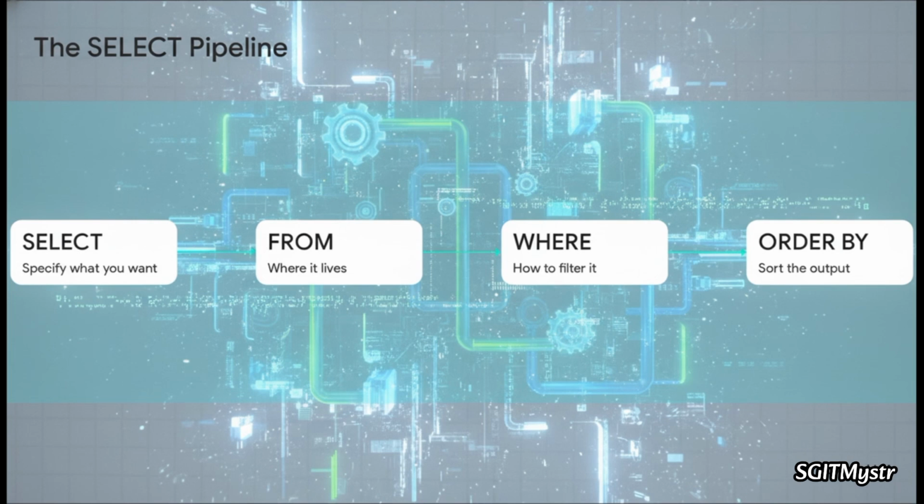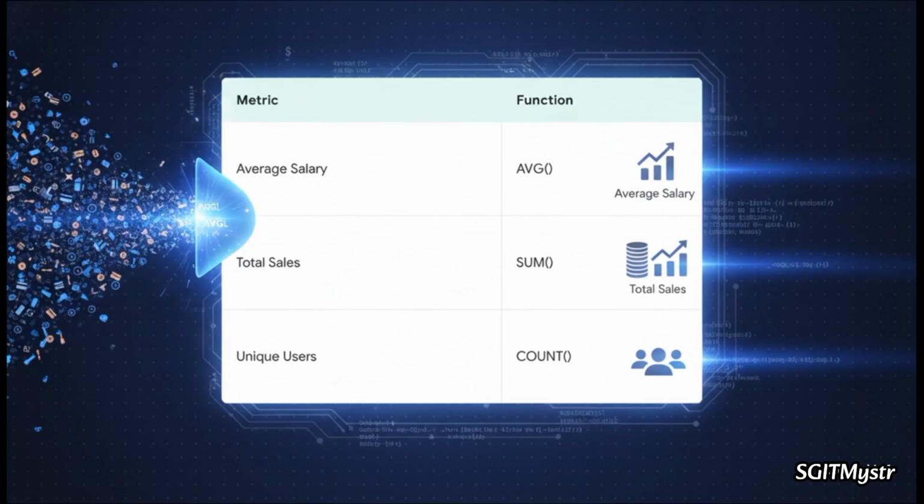It's the absolute bread and butter of data extraction. You specify what you want, where it is, and how to filter it. But let's be real, staring at millions of raw rows isn't always helpful. What if you want to actually summarize the data? Well, that's where aggregations come into play.